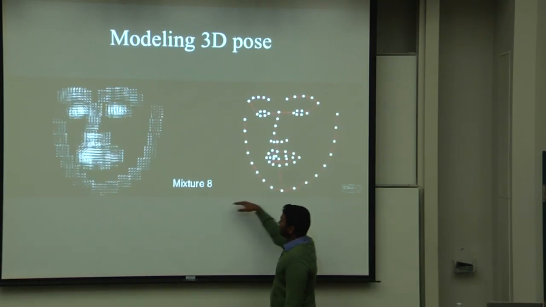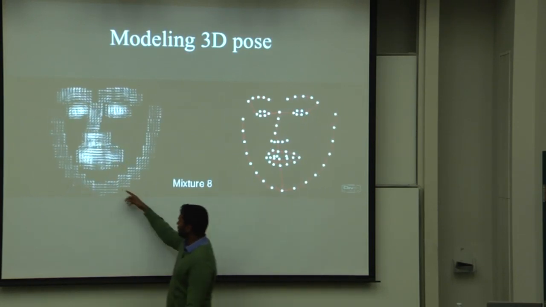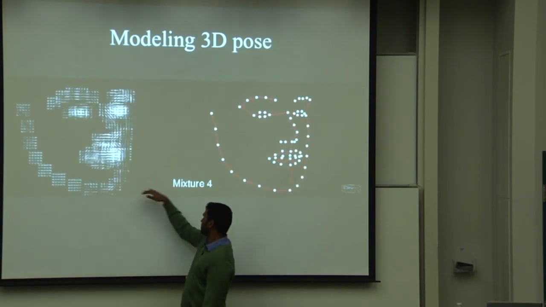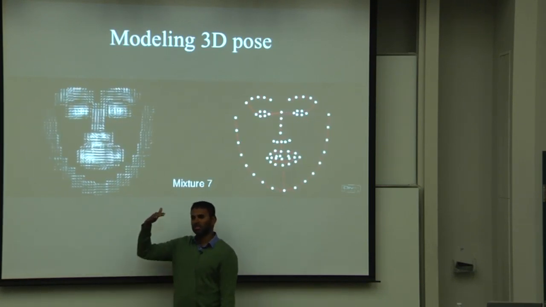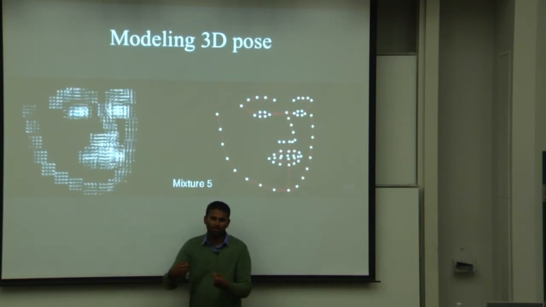What I am showing here is that I'm training different global mixtures for different viewpoints. So you see that the actual edge pattern changes every now and then. That's because it's switching from one mixture to another. Within a mixture, we're still capturing some 3D variation, and that's coming from the spring tension, these springs that allow you to deform.